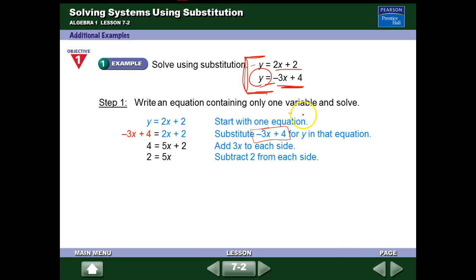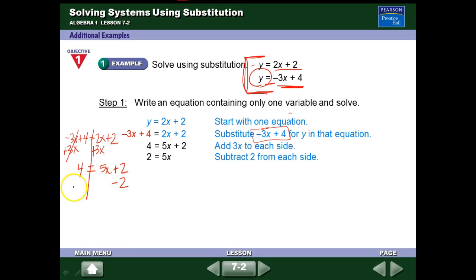Let's keep going. Now we need to solve. We have negative 3x plus 4 equals 2x plus 2. The first thing we need to do is combine like terms. I want to get this x over, so we draw lines to the equal sign. We're adding 3x because I've got to get these to cancel. So I get 4 equals 5x plus 2.